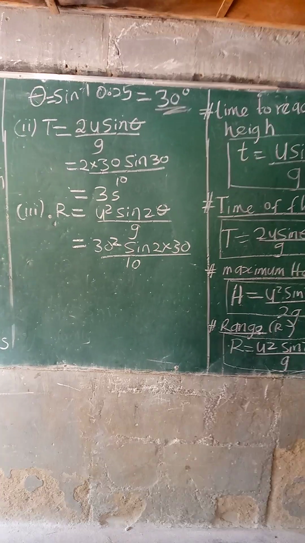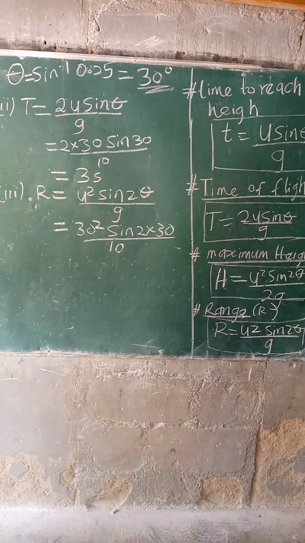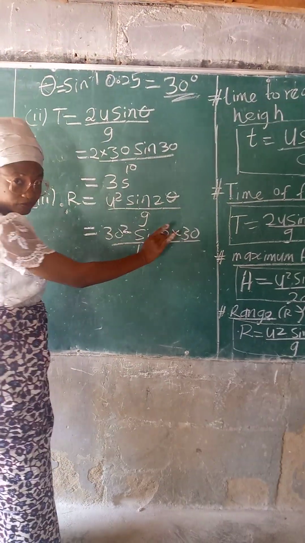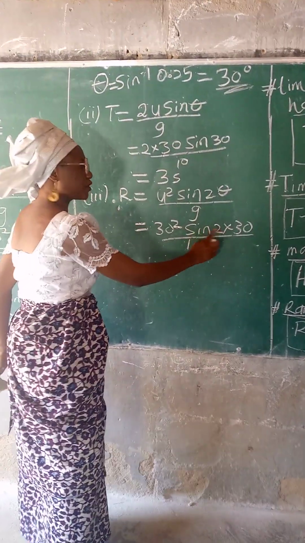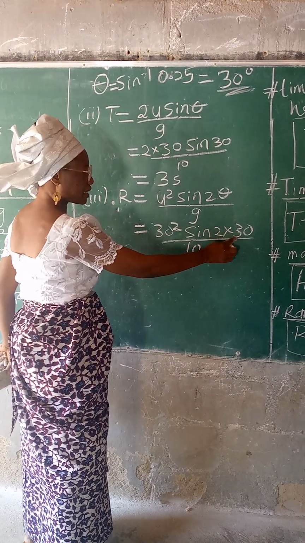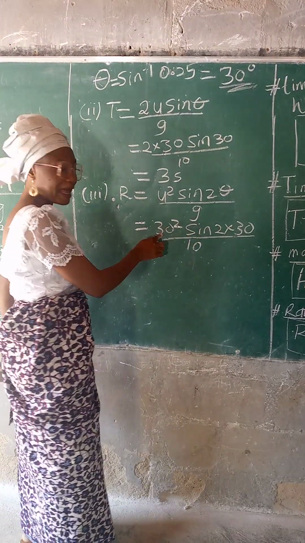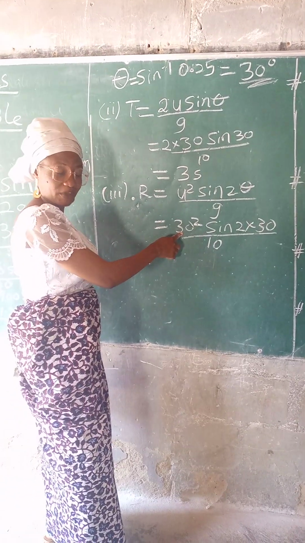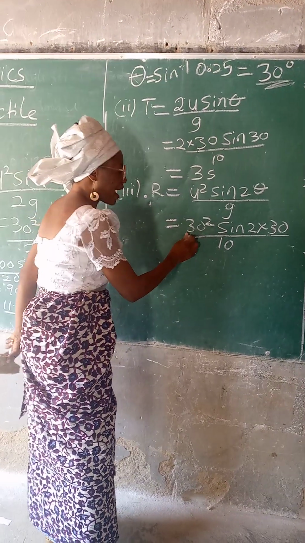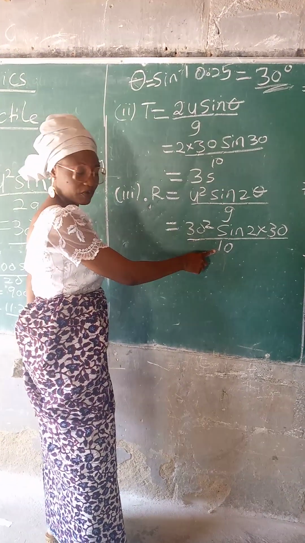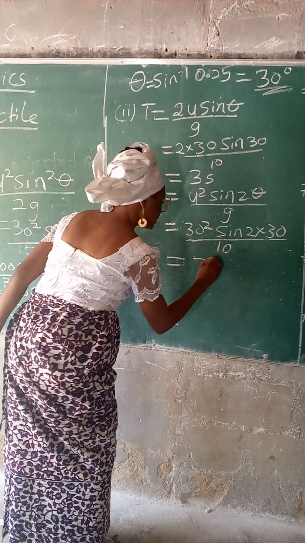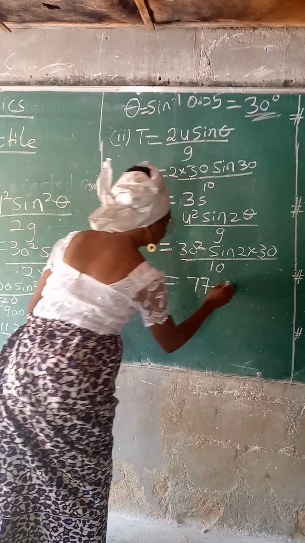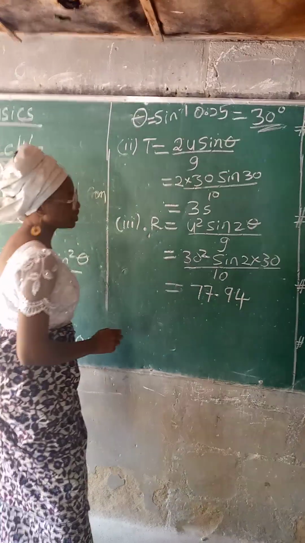So, if you press your calculator, just do what I'm telling you to do now. 2 times 30 is 60. You know that. Now find the sine of 60. Once you have found the sine of 60, you multiply it by 30 squared or 900. After you have gotten your answer, you divide it by 10. If you divide by 10, you arrive at 77.94. Range is in meters.